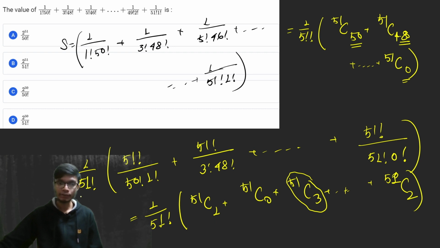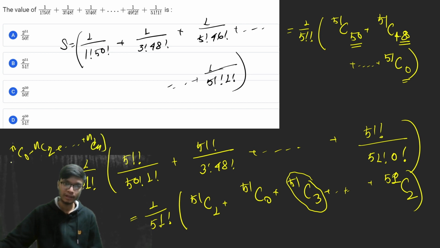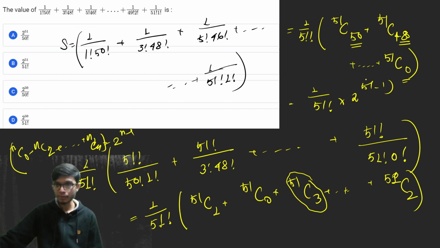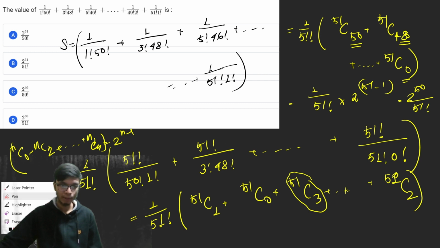And we have studied that whenever we sum up nc0 plus nc2 and so on up to ncn, when n is an even number, the value is basically 2 to the power n minus 1. And from here the result you will get is 1 by 51 factorial into 2 to the power 51 minus 1, that is basically 2 to the power 50 divided by 51 factorial. And from this, the right answer to this problem is option number D.